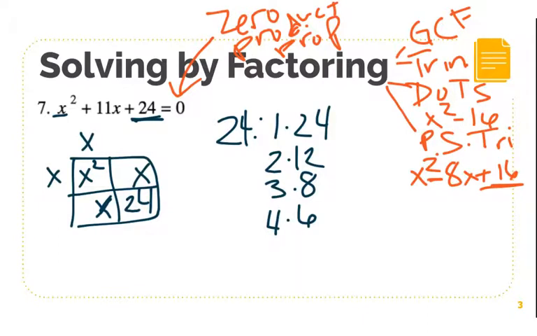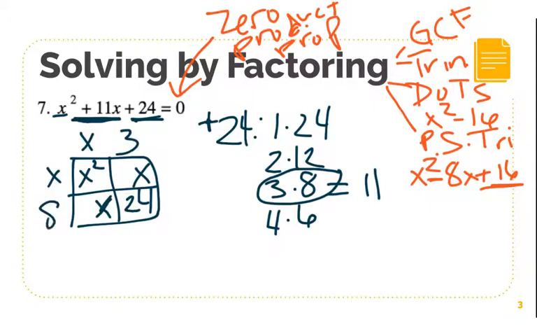All right, so which one of these guys do you think, right? Because I've got a positive 24 here, so I've got to have the same signs, right? They'd either both have to be pluses or both have to be minuses, right? And it looks like both would have to be pluses to add to give me a positive 11x. So can you spot the pair that would add to give you 11x? All right, so here it is. 3 plus 8 equals 11. So I'm going to put 3 and 8.